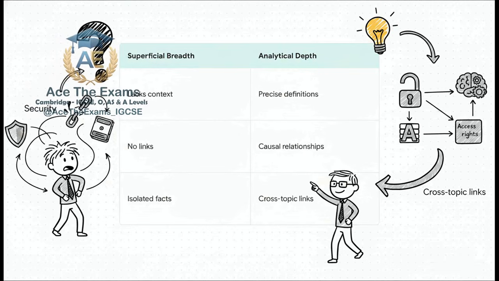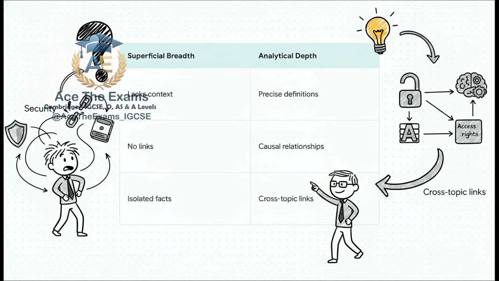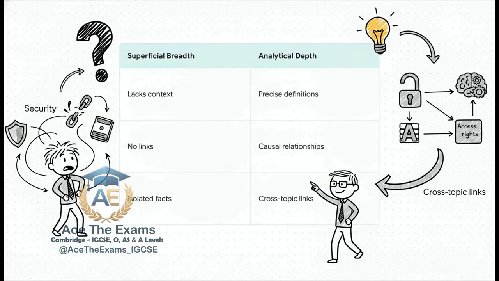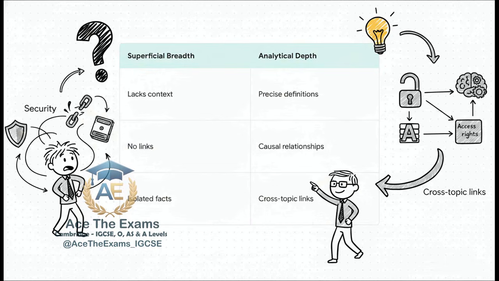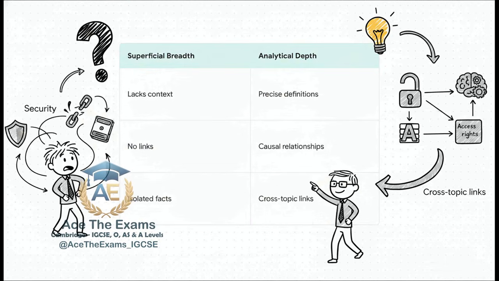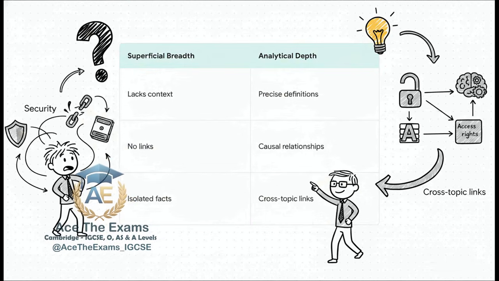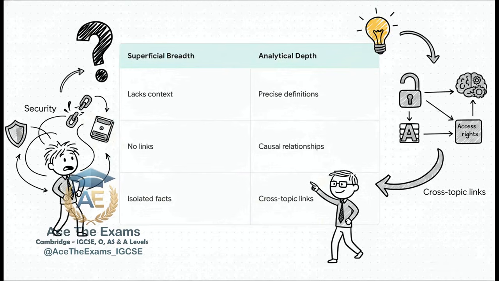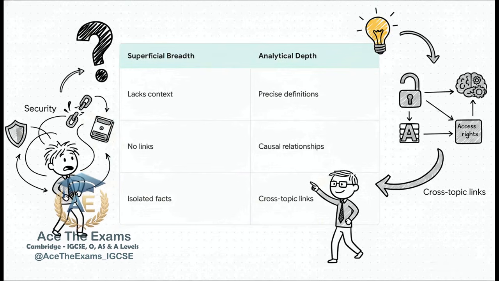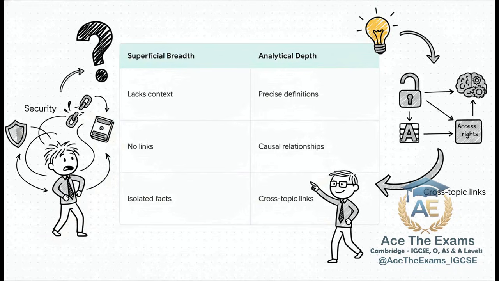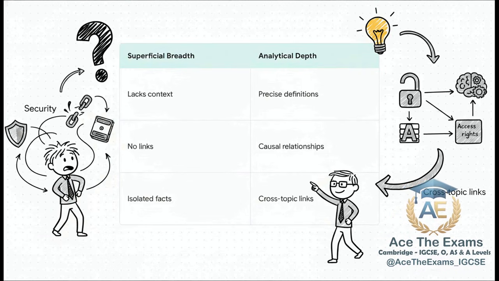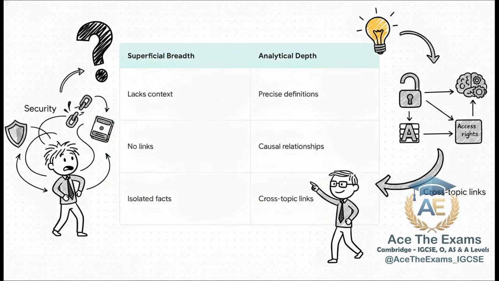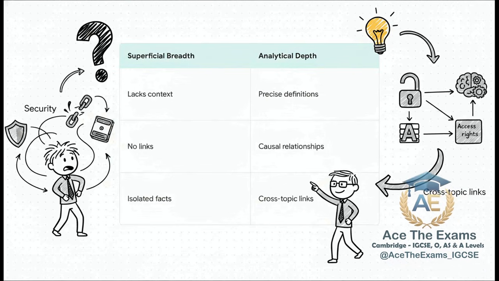When you write that normalization reduces data redundancy, you have to trace the causal relationship all the way through. Less redundancy means fewer update anomalies, which directly ensures data consistency across the entire database management system. Let's look at the transformation between our two students. On the left, we have superficial breadth. This is Alex's old method, throwing every single buzzword at the paper hoping something sticks. Listing security, redundancy, data independence with absolutely no context, that loses marks instantly.